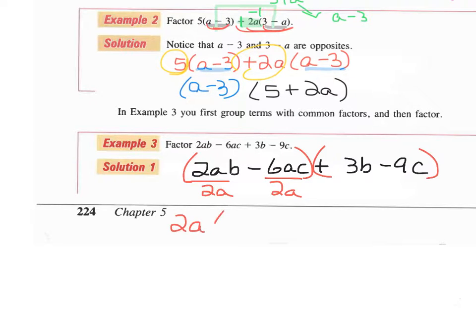So I'm going to divide both of them by 2a, and I'm left with b minus 3c. Now I'm going to look at my second group. I'm going to look to see what is my greatest common factor between 3b and 9c, and that is going to be 3. So again, I put the greatest common factor I'm dividing by out here.